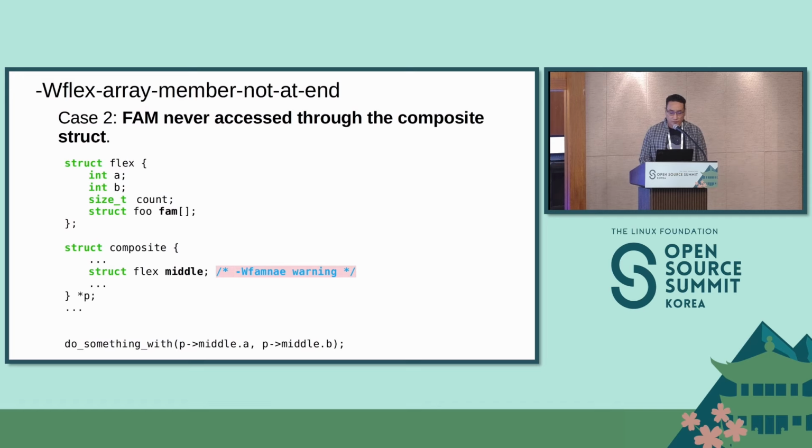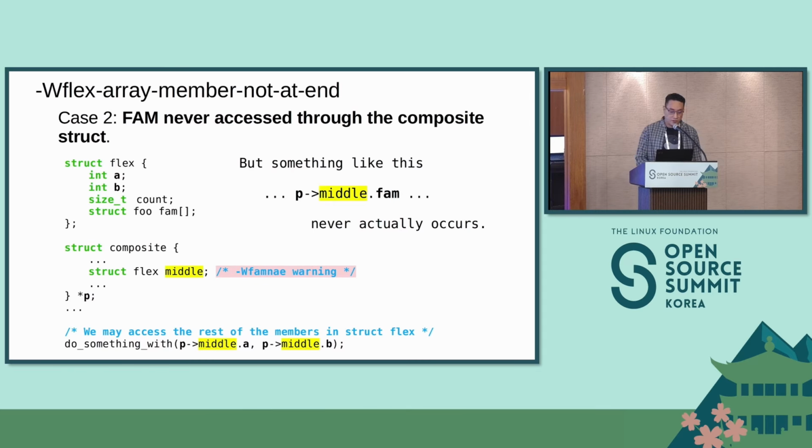Okay, now case number 2. There might be some instances of code where people are allocating heap space for the flexible array member, but that never happens when it comes to the composite structure, right? So in the composite structure, at least in the kernel code, I never found an instance where the flexible array member was referenced by the composite structure through the middle object in the composite structure. So something like this never happened.